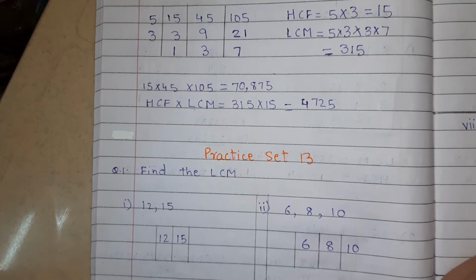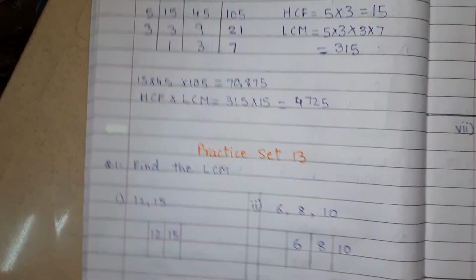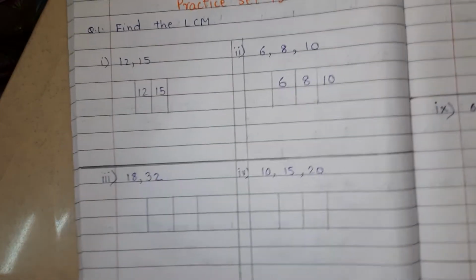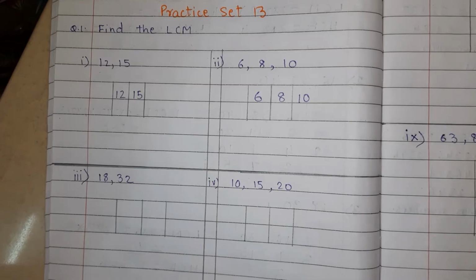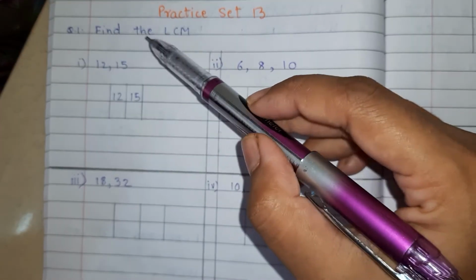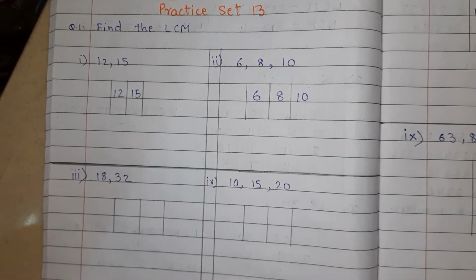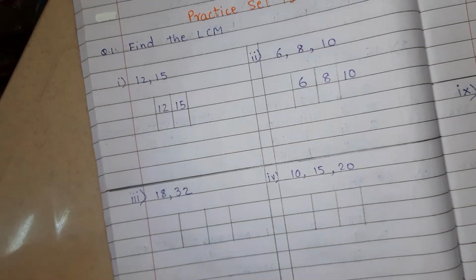It is true for two numbers. It is not true for three numbers. That also we have seen in the previous lecture. Now let's begin with practice set 13, which is first question is find the LCM. Find the LCM. And the first example is 12 and 15.